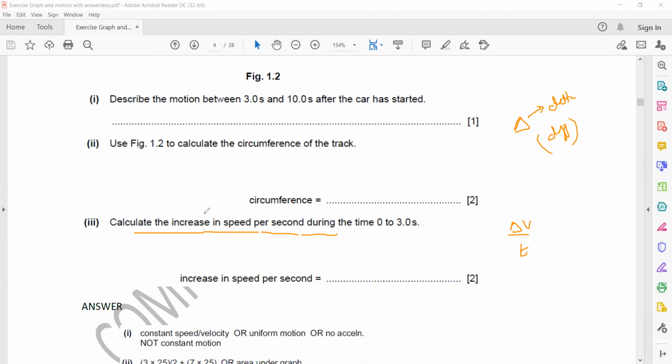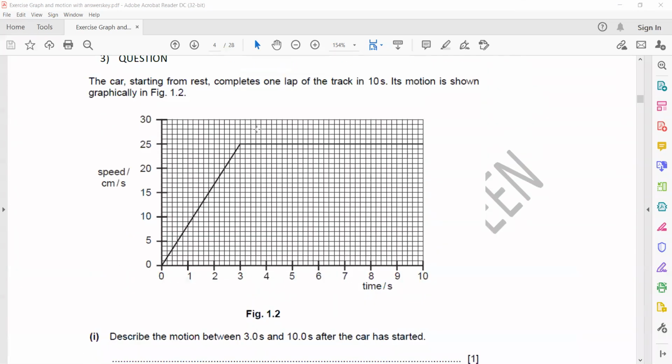So the increase in speed or change in speed divided by time, basically they are asking for acceleration from 0 to 3 seconds. And it is a straight line from 0 to 3 seconds. So for a straight line, we don't have to draw the tangent. We will use the formula, in which the acceleration is the change in the velocity divided by time.